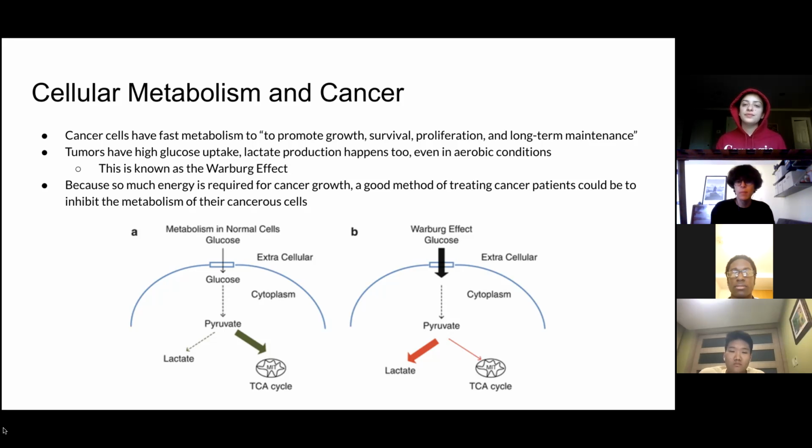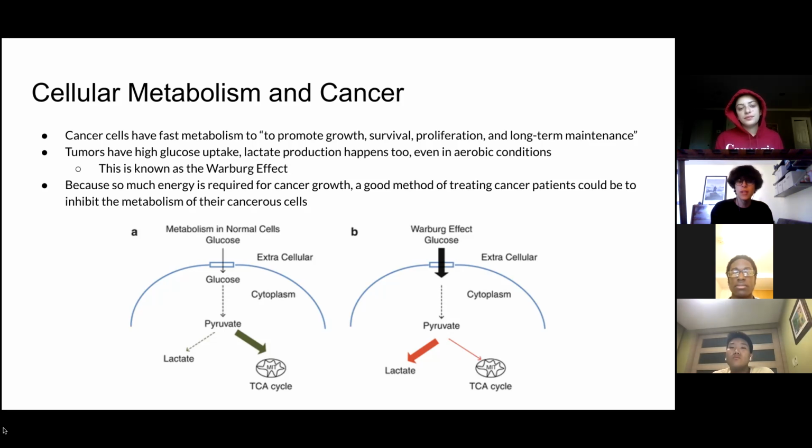Normally, lactate production only happens, in humans at least, when there isn't enough oxygen. Think of when you're exercising and your muscles get sore. That's because lactate production is happening. As much as you're breathing in, you can't get oxygen to your muscles fast enough, so it does lactate production. This combination of extremely high glucose uptake and lactate production, even when there's oxygen available, is known as the Warburg effect.